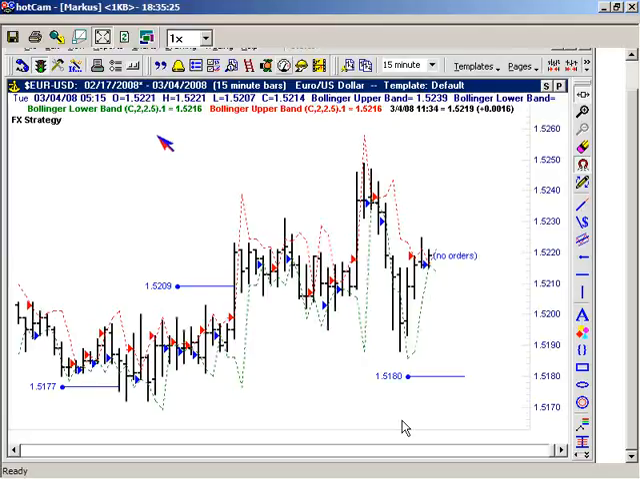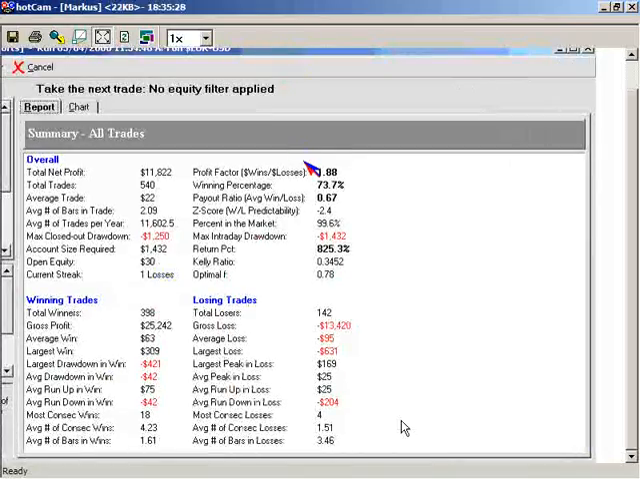So let's take a look at the equity curve maybe very quickly, at the performance report for the strategy here. I'm just doing it quickly over the past 500 trades.